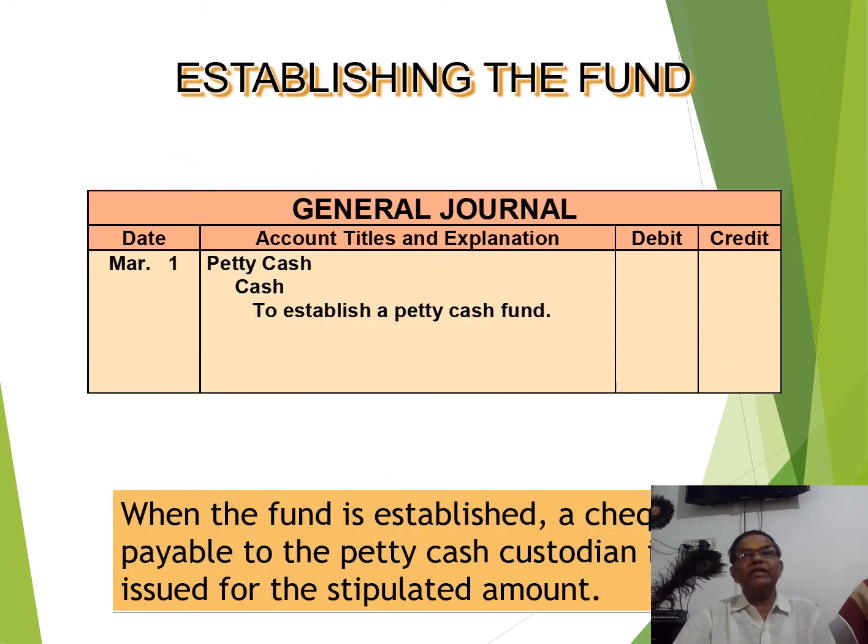So how we establish it, a small example is given, and here is the journal entry we have already seen in the previous discussion. Petty cash debit to cash. So here the fund is given to the petty cashier.